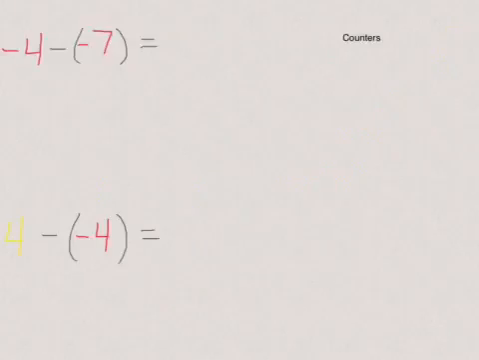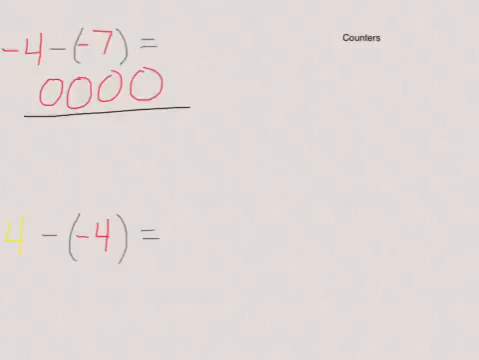Another way to make sense of it is by using our counters. I'm going to represent our -4. So there's -1, -2, -3, -4. And we're going to look at what the problem wants us to do. It wants us to take away 7 negatives. But as we can see, we only have 4 negatives to take away. So I can manipulate this number, and we can ask ourselves, what number can I add to any number and it still be the same?